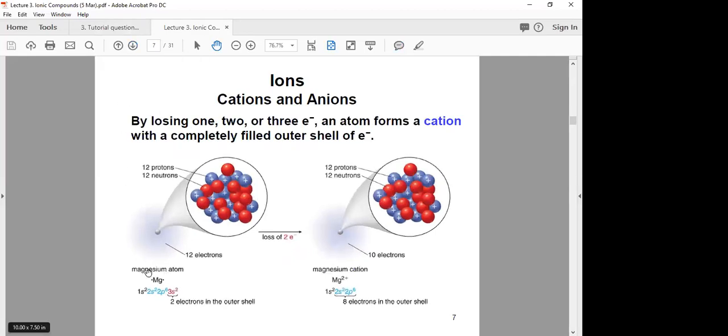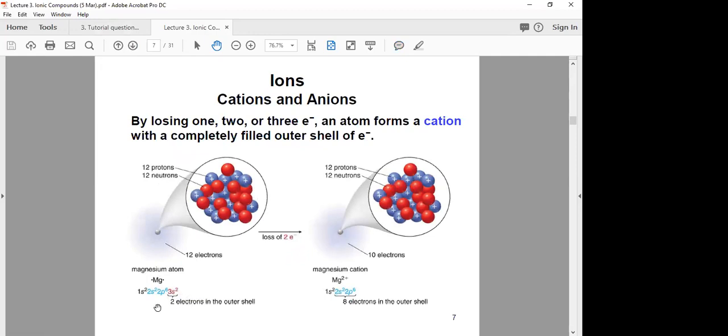Let's now look at another example. This one is magnesium. This is a common one also. Magnesium has 12 protons in its nucleus, 12 electrons. So this is balanced. This is a neutral atom of magnesium. Magnesium is found in group 2A on the periodic table, which tells us what about the number of valence electrons that magnesium has? 2. Correct. Magnesium has 2 valence electrons. That's indicated here by the electron dot symbol.